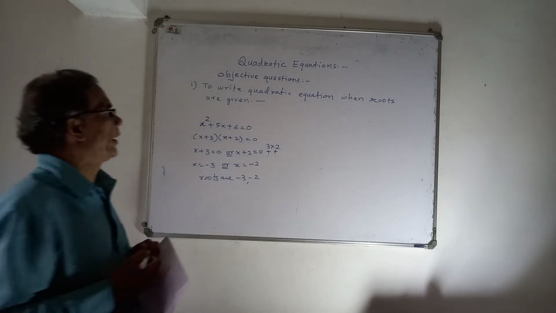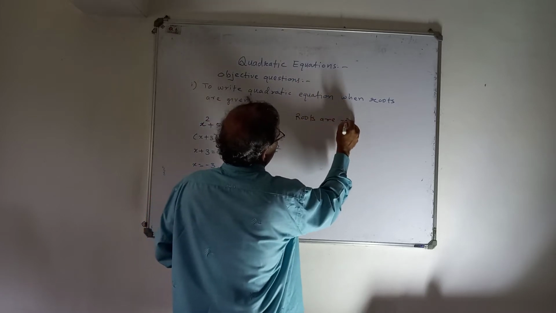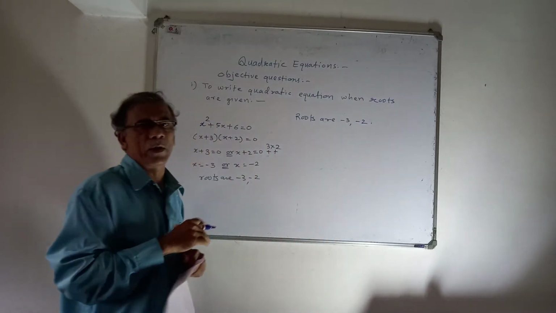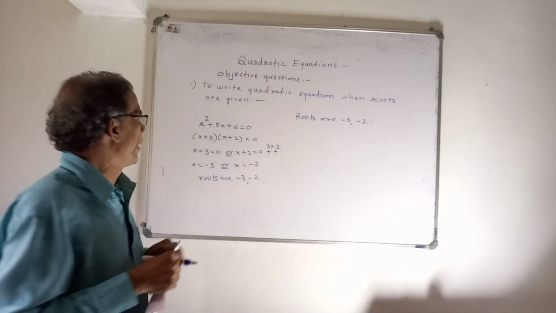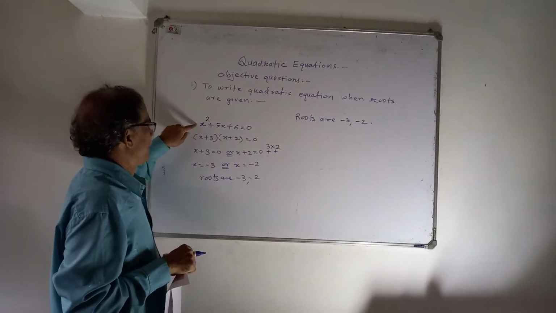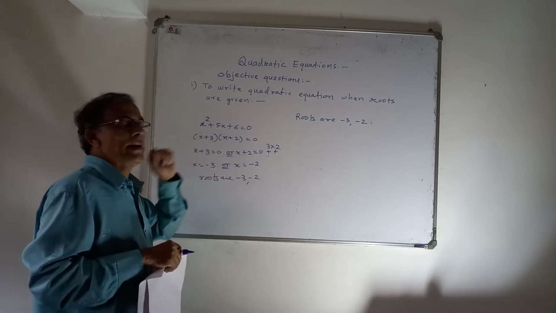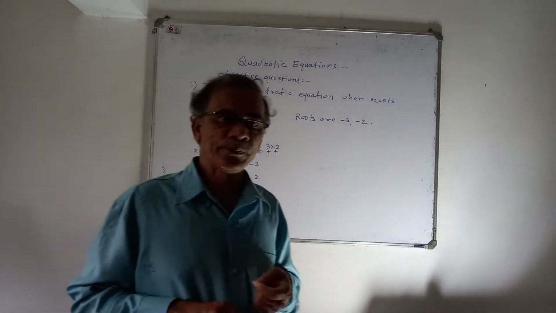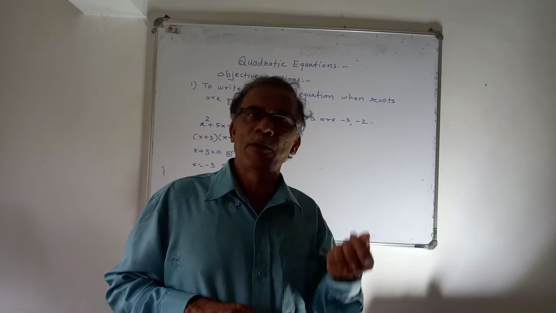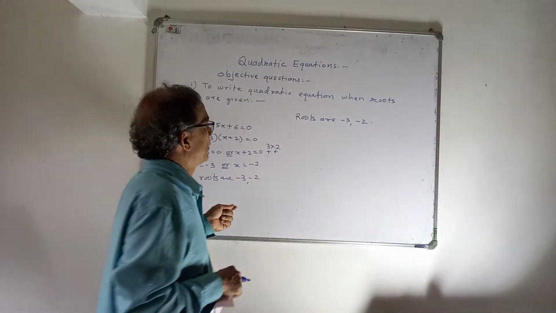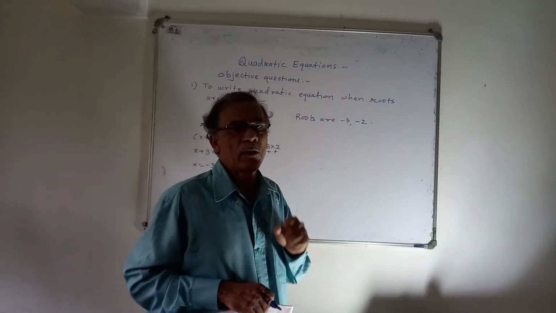Now, suppose you are given roots are minus 3, minus 2. Write the quadratic equation in x. Now, when you solve the quadratic equation in x, you write roots are. Roots means what? Those are the values of x in that particular equation. If in the quadratic equation the variable is y, then roots means values of y, like that. So now, if roots of the quadratic equation in x are minus 3 and minus 2, write the quadratic equation.